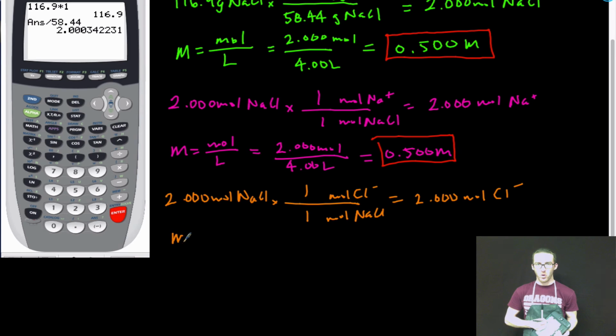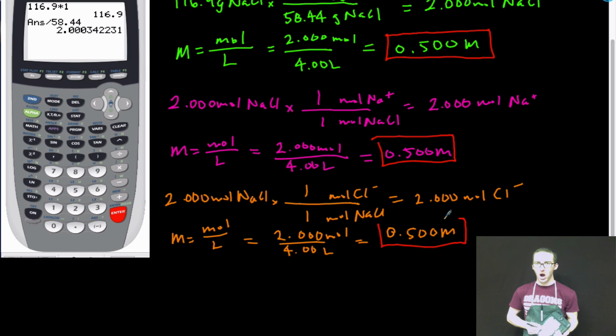And if I want to know the molar concentration, I'm going to take my number of moles, which is 2.000, and divide it by my volume, which is 4.00 liters. Which means the concentration of chloride ion is also 0.500 molar. Boom! Done.